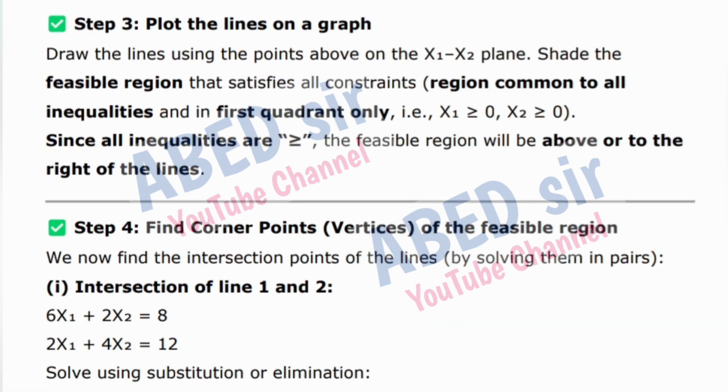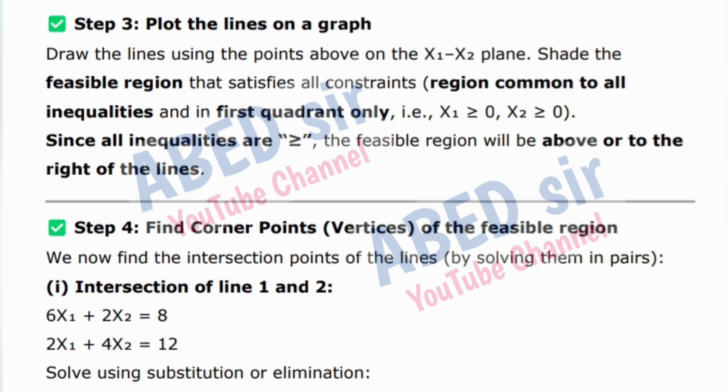Step 3. Plot the lines on a graph. Draw the lines using the points above on the xy plane. Shade the feasible region that satisfies all constraints, the region common to all inequalities and in the first quadrant only, i.e., x greater than or equal to 0, y greater than or equal to 0. Since all inequalities are greater than or equal to, the feasible region will be above or to the right of the lines.